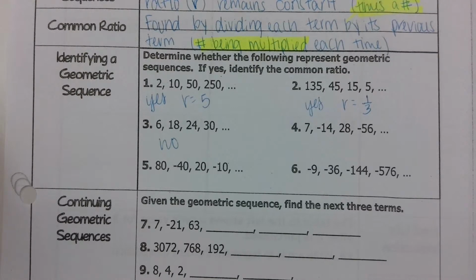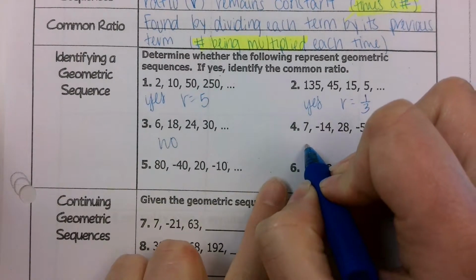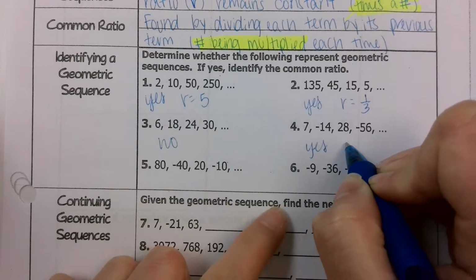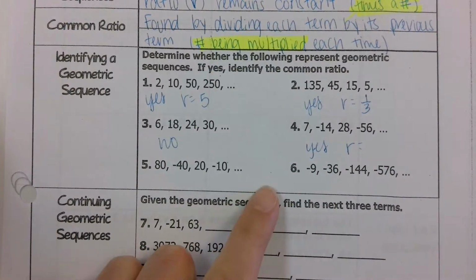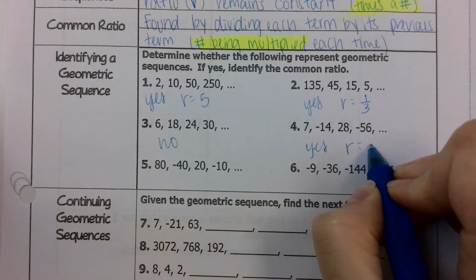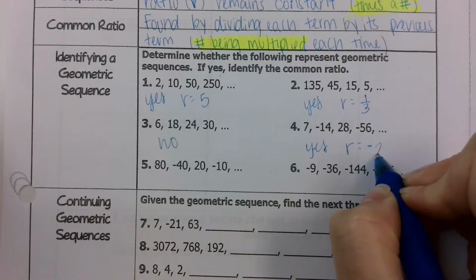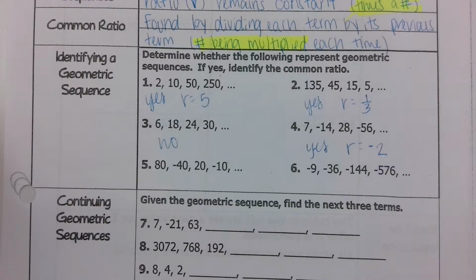All right, what about number 4? Good. So, yes, it's geometric. Anytime it flip-flops your signs back and forth between positive and negative, your ratio has to be negative. So this is going to be a -2. Questions on that one?